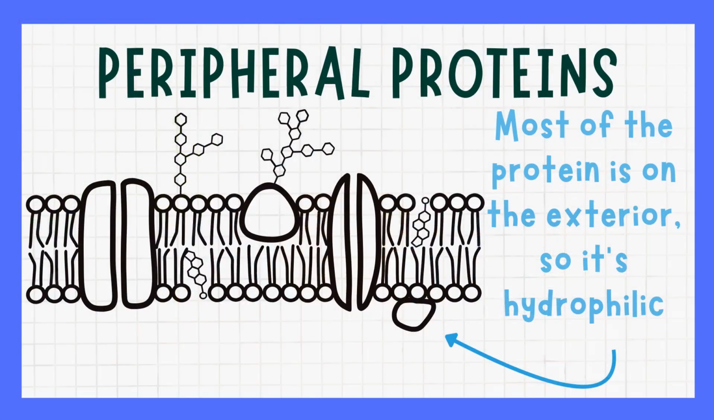The way you determine which part of the protein is hydrophilic and which part is hydrophobic is where the protein is located. If part of the protein is inside the cell membrane, then it's hydrophobic. And if another part of the protein is outside the cell membrane, it's hydrophilic. Just a reminder, hydrophobic means that they're nonpolar, and hydrophilic means that they're polar.